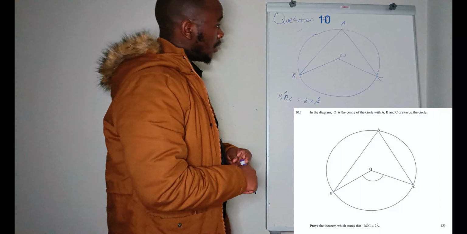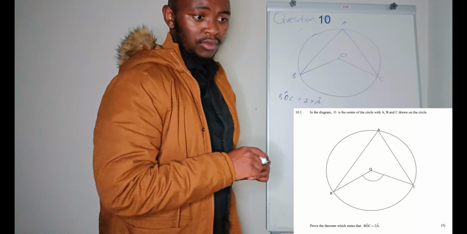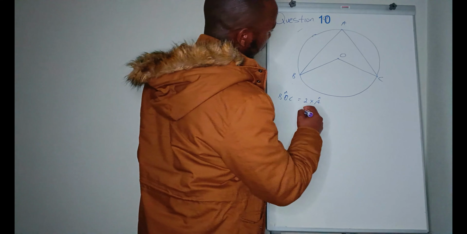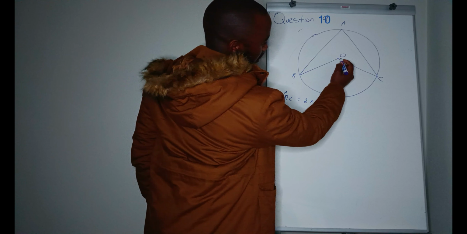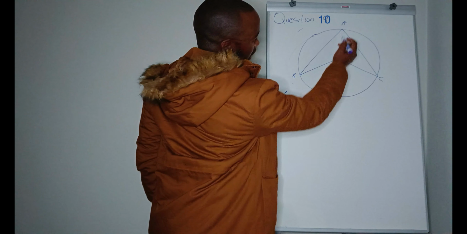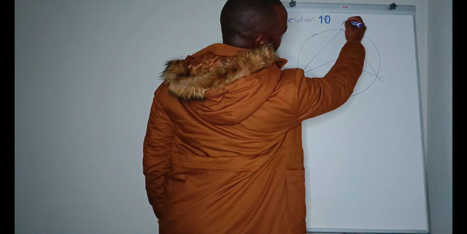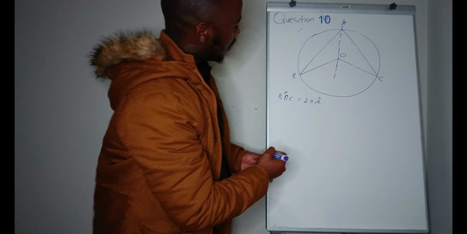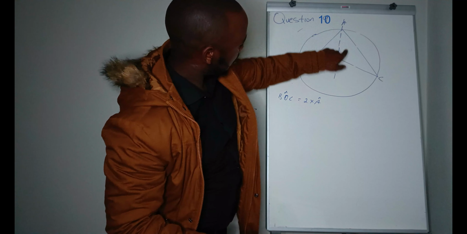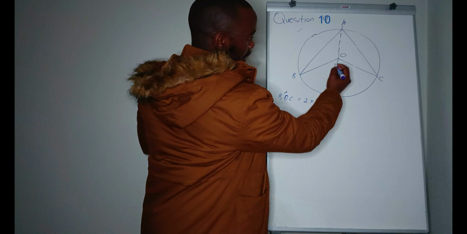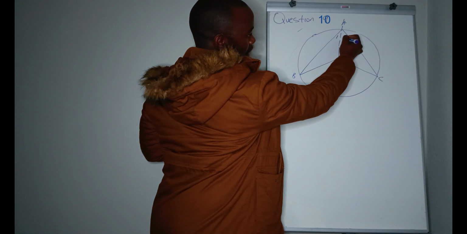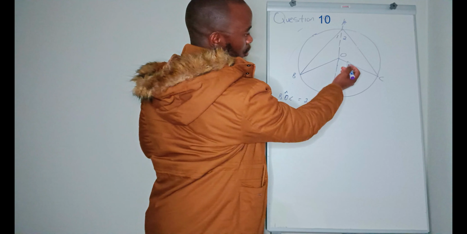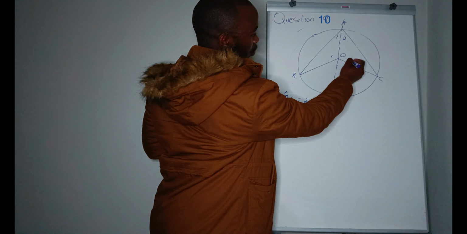Let's get to it. First thing you do is your drawings. Very important. So what you do in here, you draw a line that passes through O and A such that it splits angle A into A1 and A2. It also splits O into O1 and O2.